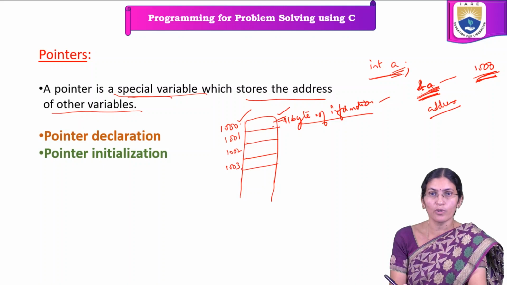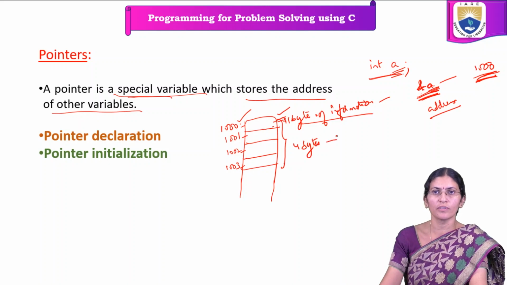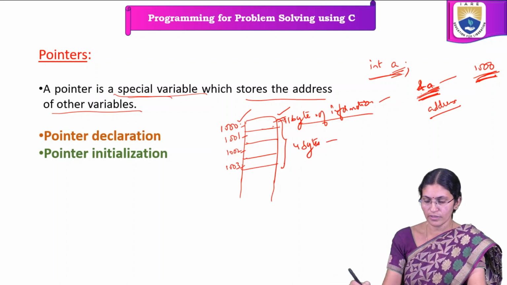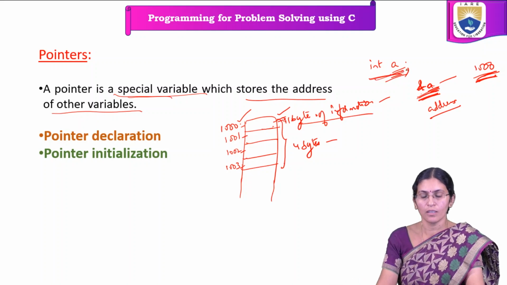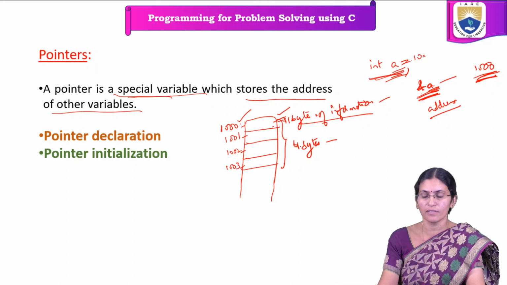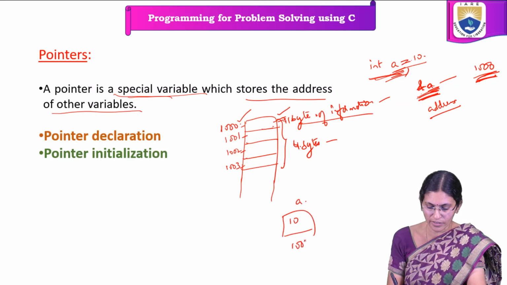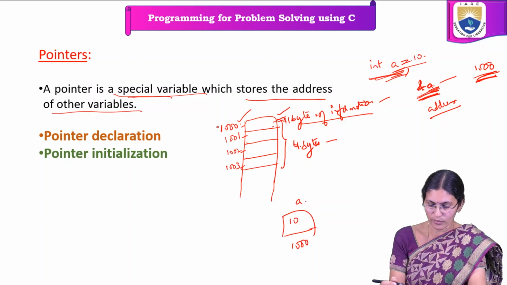This will occupy 4 bytes: 1000, 1001, 1002 and 1003. These are the 4 bytes required to store the integer variable a. Now if we assign a value of 10 to variable a, the value 10 will be stored in a, and the associated address will be 1000.